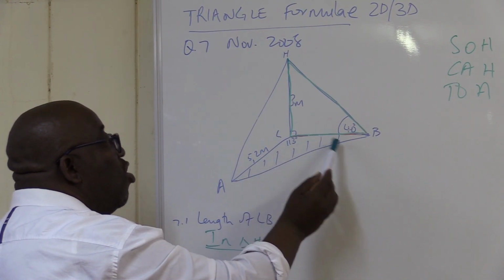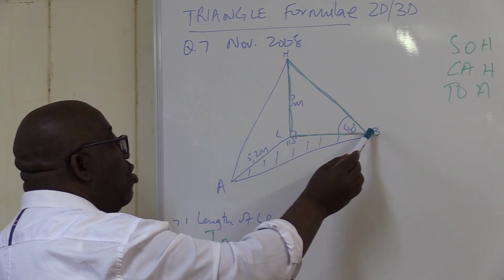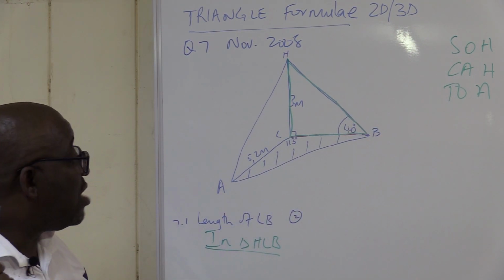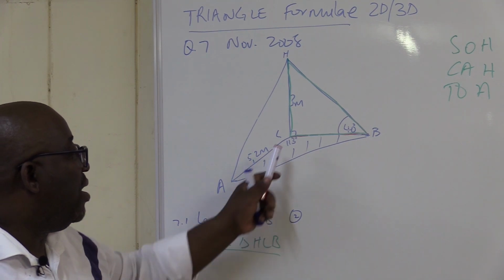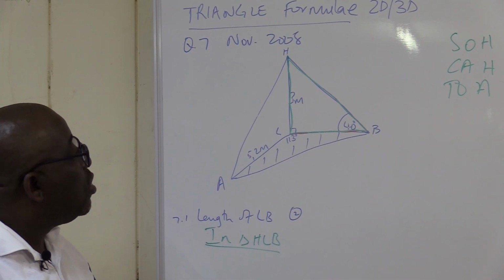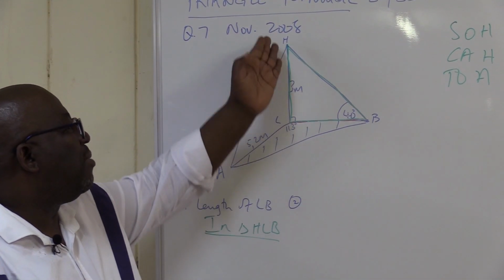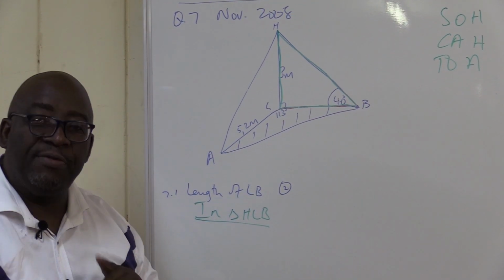This is what I'm looking for. Am I looking for HB? No, I'm not looking for that. But what is it that I'm looking for? I'm looking for the length of LB, which is this one. So in this particular case, I'm not concerned about my hypotenuse.